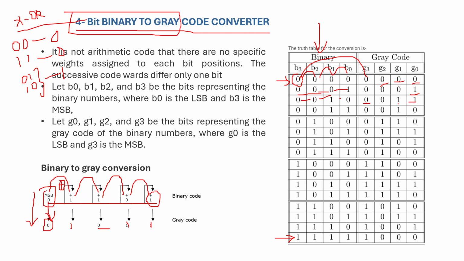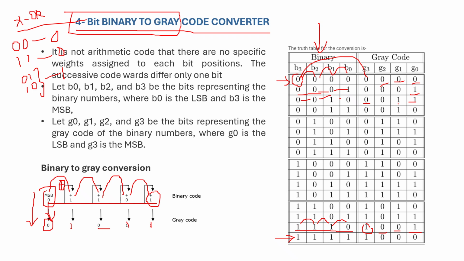For example, take another number, like this number 14. 1 is the MSB bit, same MSB bit is 1. Next, for the second digit, 1 XOR 1 obviously is 0. 1 XOR 1 again is 0. Then 1 XOR 0 is 1. Okay, so similarly you can fill this truth table.